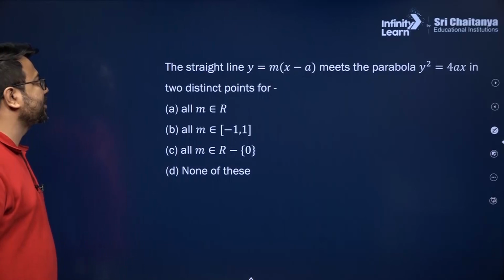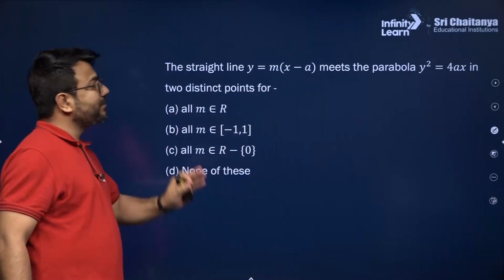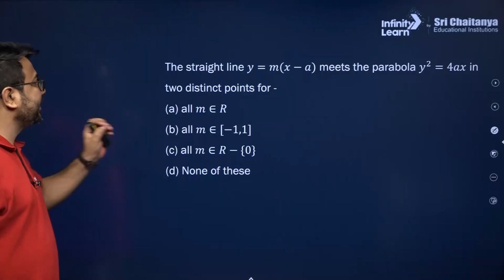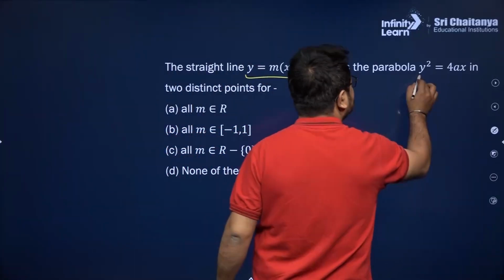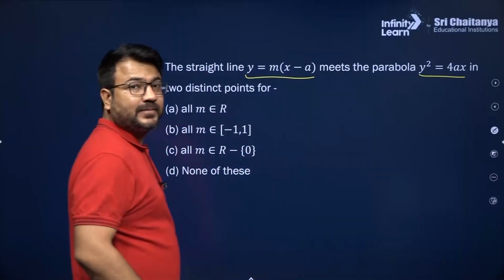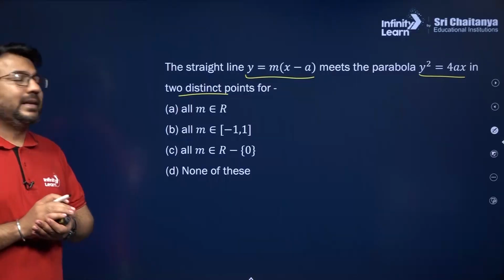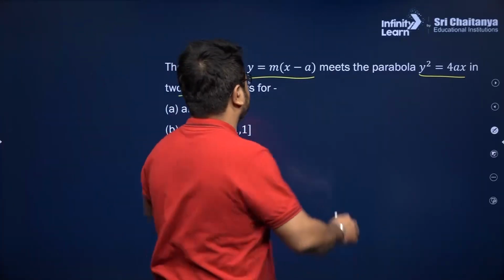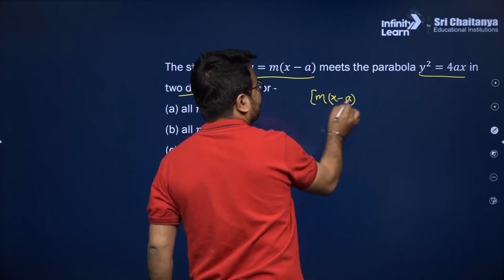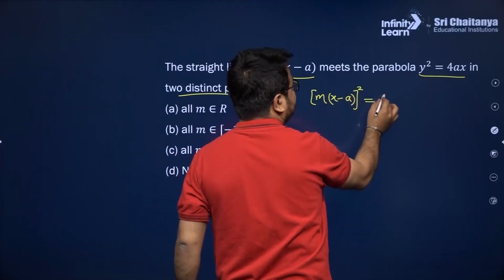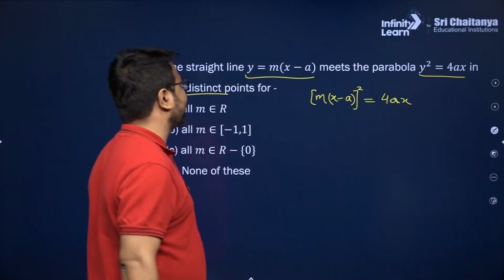Moving ahead to the next question. A straight line y equals m times (x minus a) meets the parabola y square equals 4ax in two distinct points. So basically this particular line meets the parabola at two distinct points. Therefore, let us put the value of y over here. Here we have m times (x minus a) raised to the power 2. I am substituting the value of y, using the substitution method, equals 4ax.